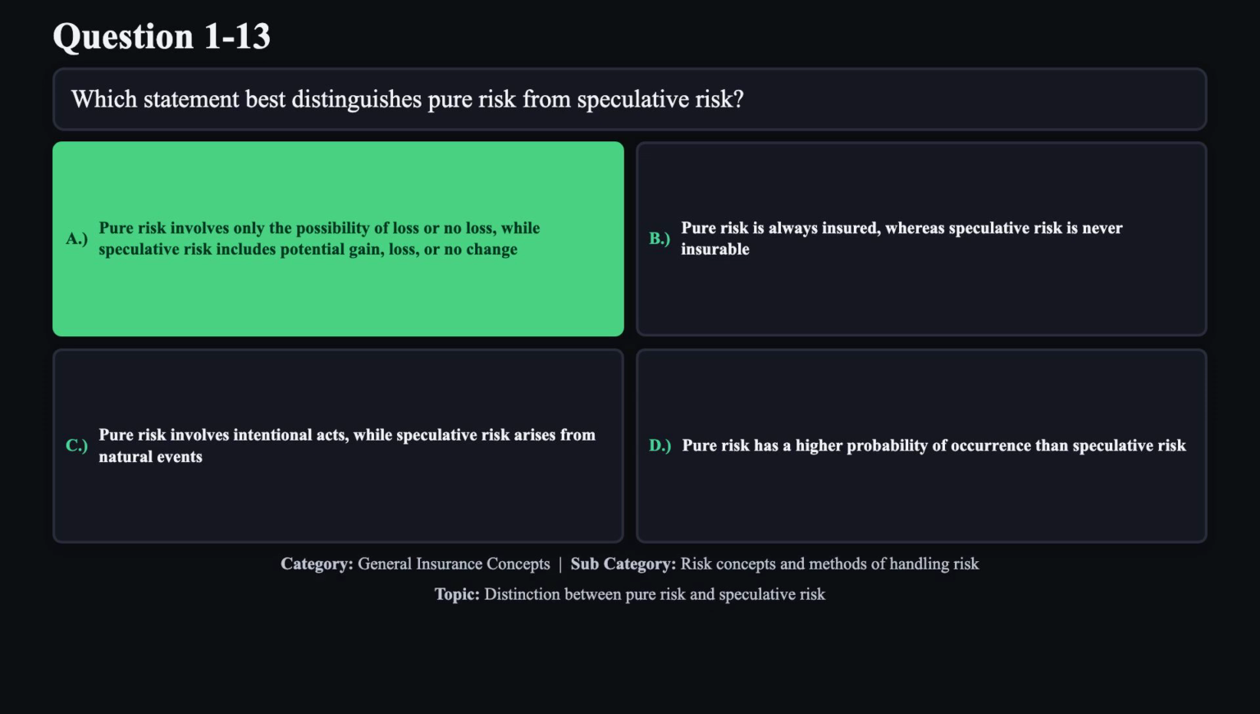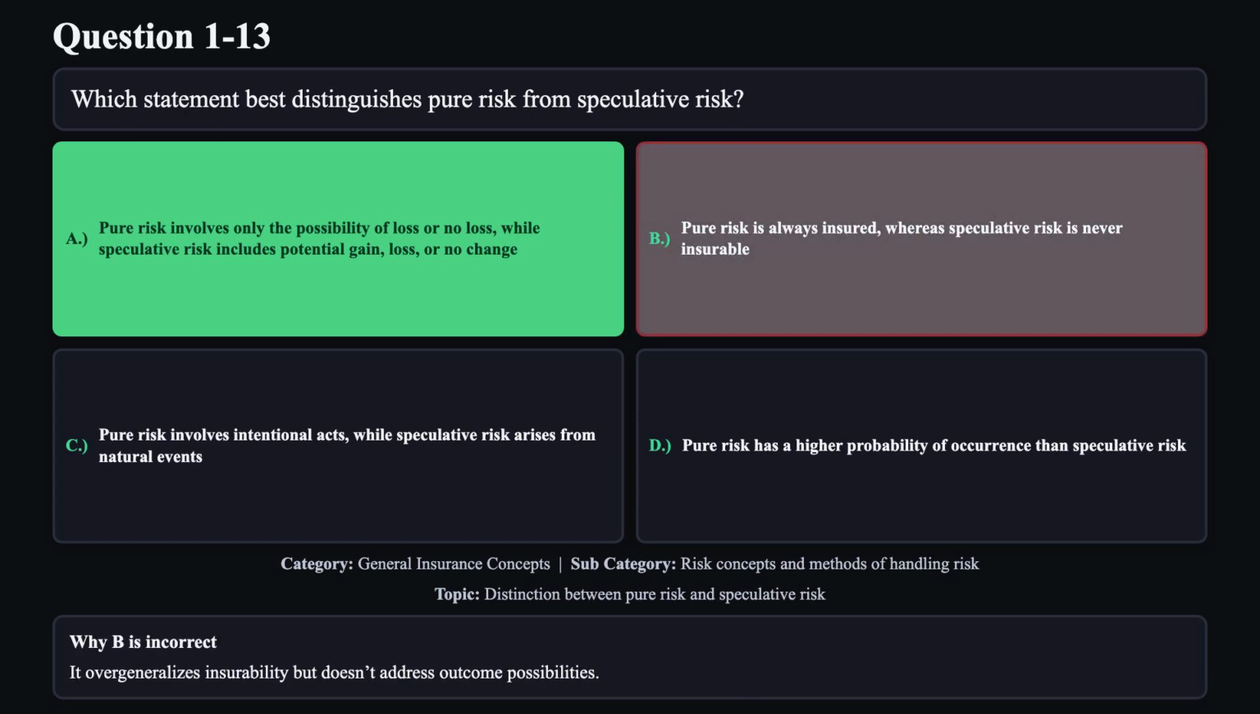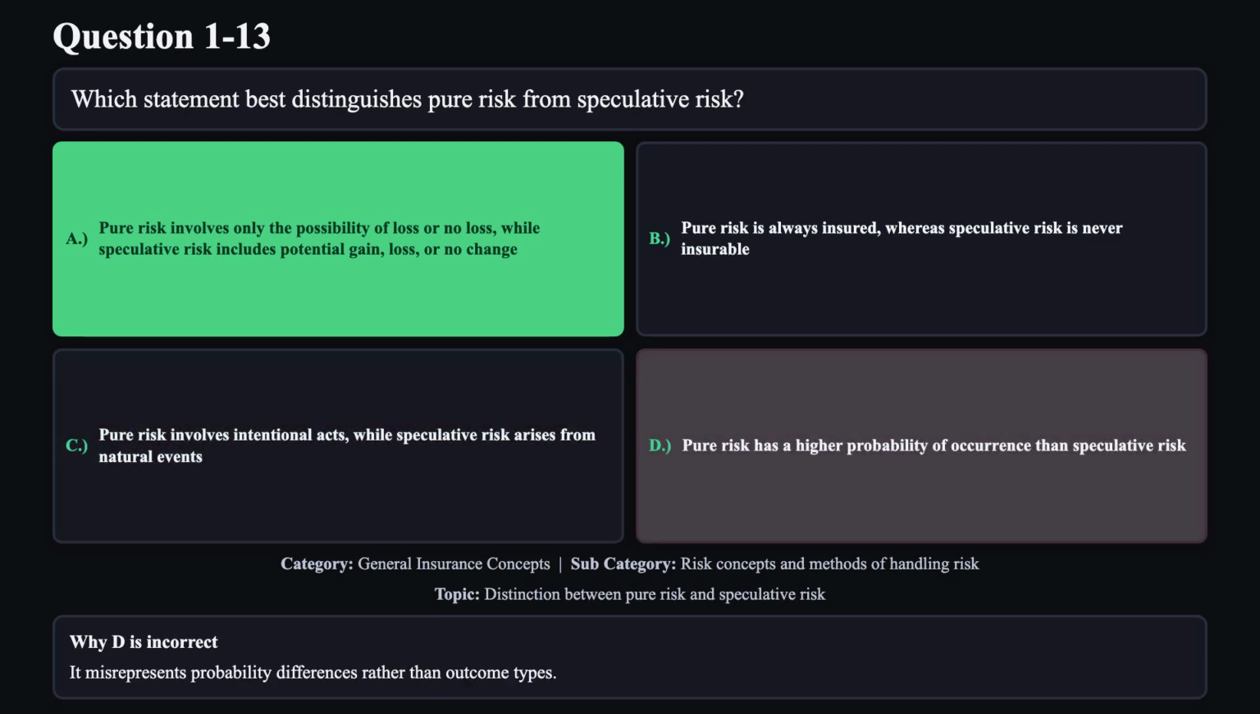The correct answer is A. The correct answer contrasts pure risk's loss-only outcomes with speculative risk's possible gains, losses, or neutral outcomes. Reason B is not correct. It overgeneralizes insurability but doesn't address outcome possibilities. Reason C is not correct. It incorrectly attributes cause instead of outcome potential. Reason D is not correct. It misrepresents probability differences rather than outcome types.